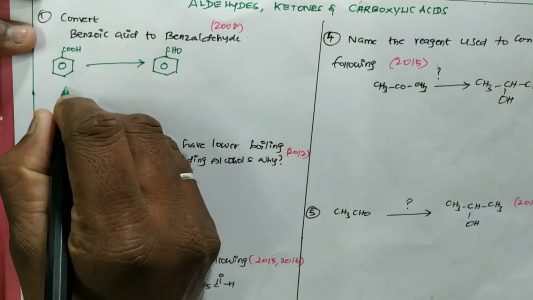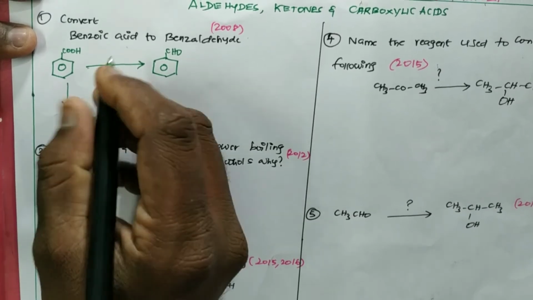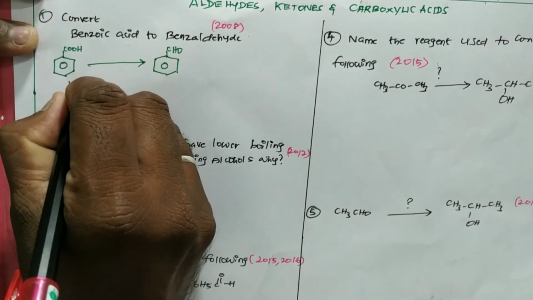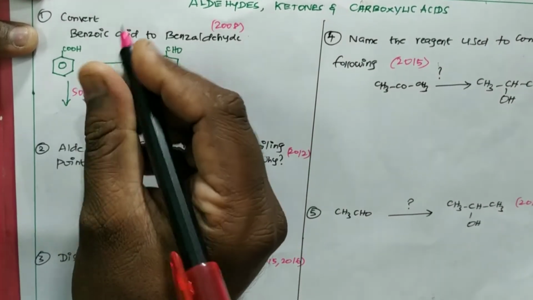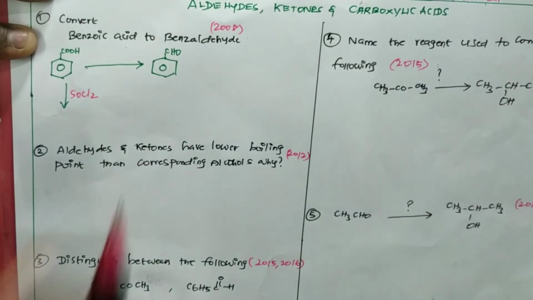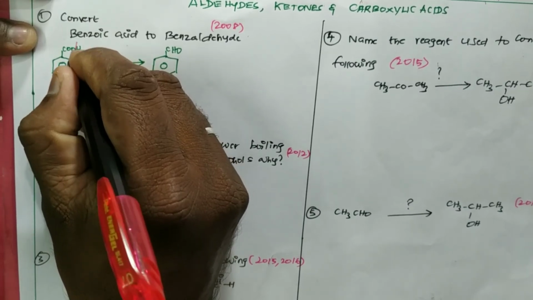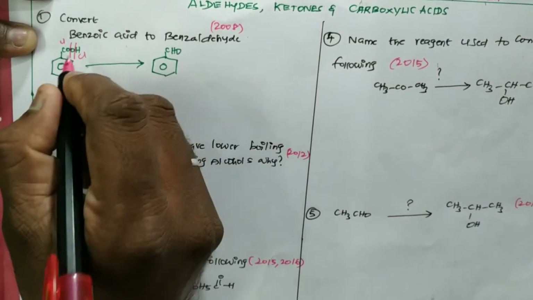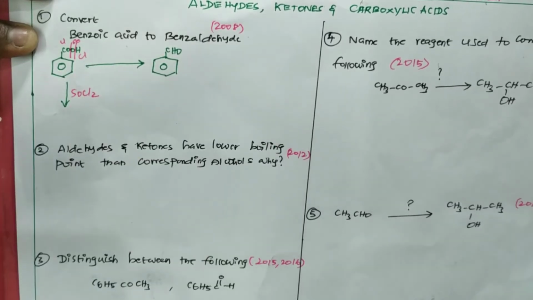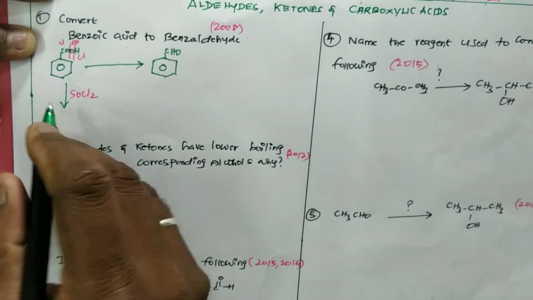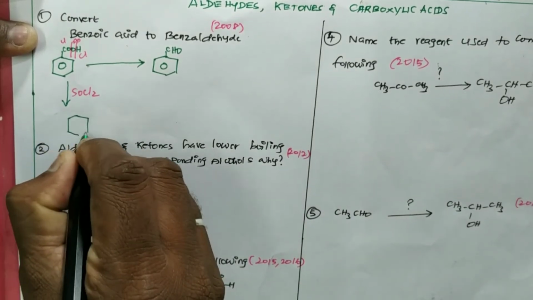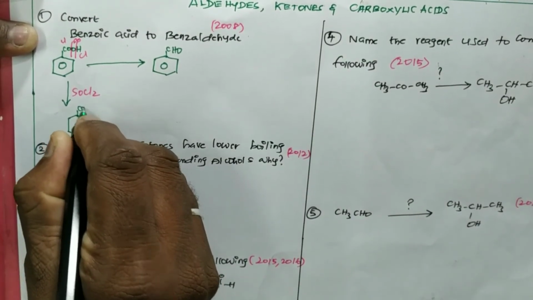So here, benzoic acid will be reacting with SOCl2. What is SOCl2? It's thionyl chloride. If you don't know about this, please go and watch my previous video, you'll get a good idea about this. Here the SO2 and HCl are separated like this, so I'll be getting the product like this. This is called benzoyl chloride, C6H5COCl.